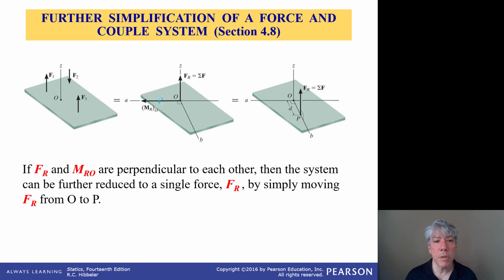There are some special situations where you can do some interesting things. So, for example, if the resultant force that you calculate and the resultant moment are perpendicular to each other, then you can come up with an equivalent resultant force and move it from one point to another, so that that resultant force causes the same resultant moment as the original, but you end up with only one resultant force.